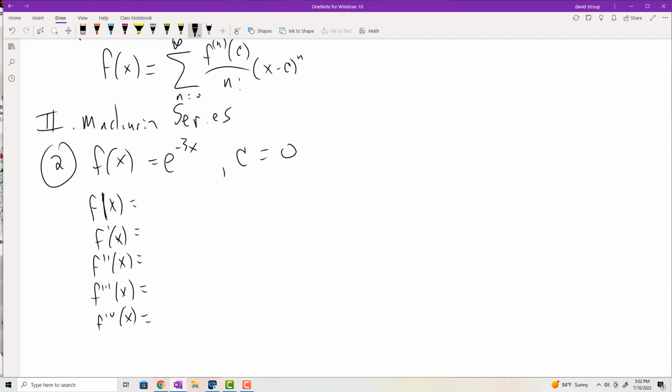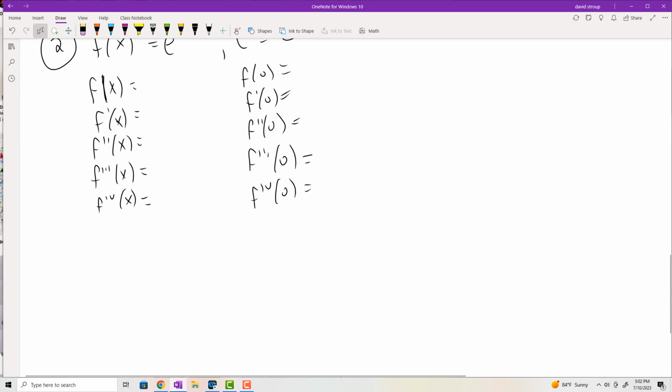Usually I do about 4 derivatives, and that will do me. Then I'm going to evaluate them all at the center. For my summation notation, what I really need is an nth term formula for the derivative evaluated at 0. Hopefully I'm going to identify the pattern and have this formula, and that's what's going to go in my box.